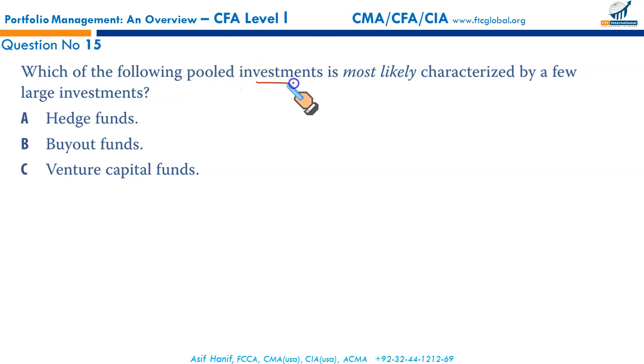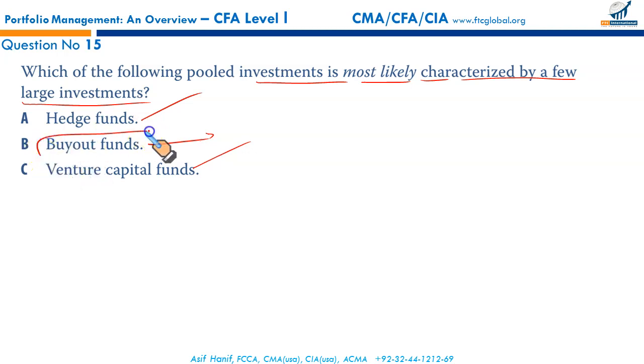Which of the following pooled investments is most likely characterized by a few large investments? Hedge funds and venture capital funds may have many small investors, but buyout funds or private equity firms make only a few large investments in private companies with the hope of selling the restructured companies in 3 or 5 years. So buyout funds would most likely have few large investments. So that makes B the correct option.